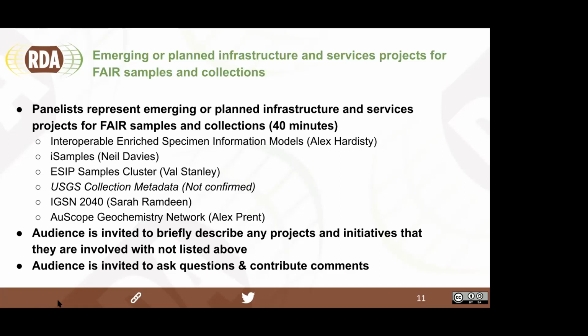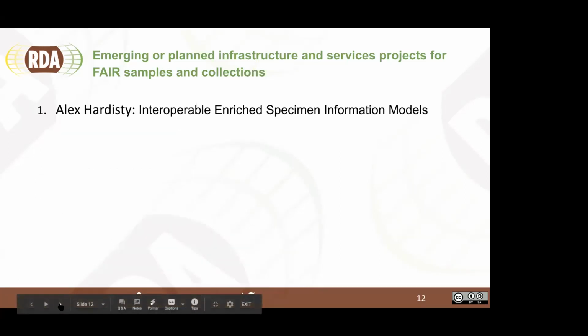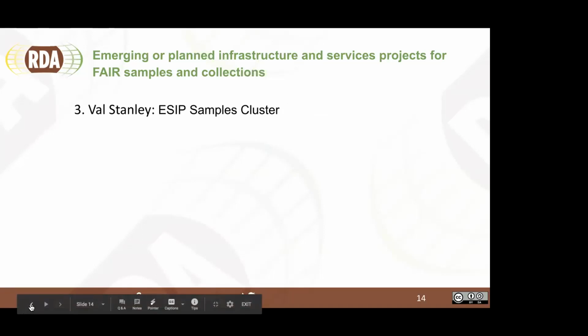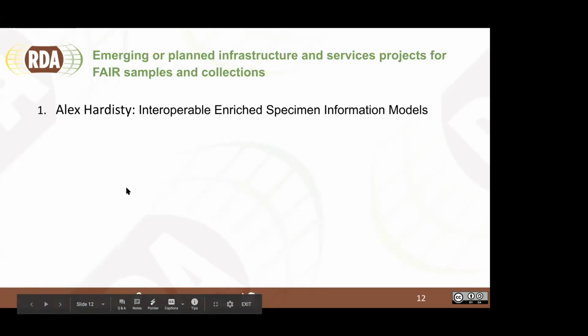So let's get going. I'm trying to see here. So, I thought the first, whoops, there's something jumped a little ahead of us. First one is Alex Hardisty to talk about the interoperable enriched specimen information models. Alex, please say a sentence about who you are and what your background is before you get going.